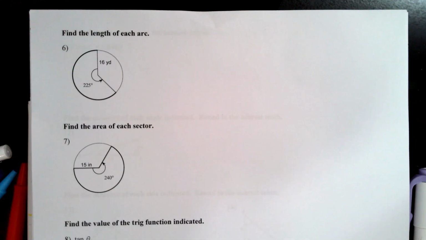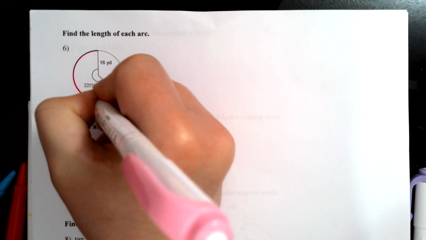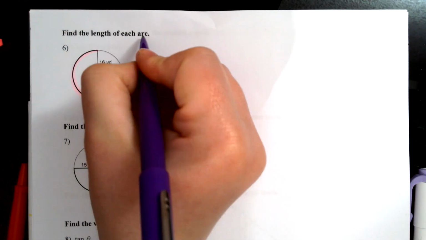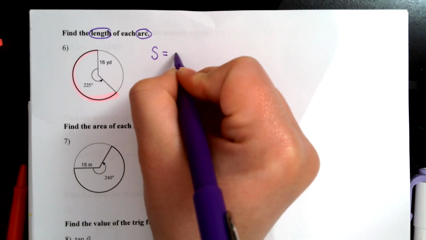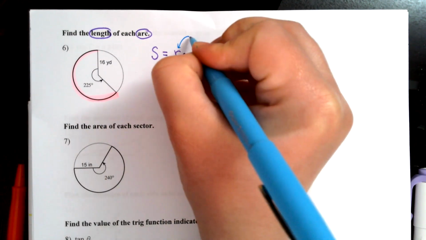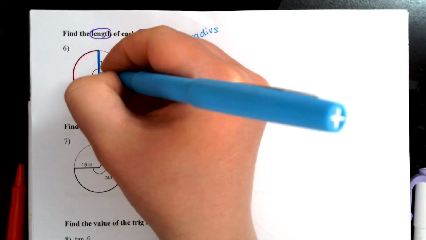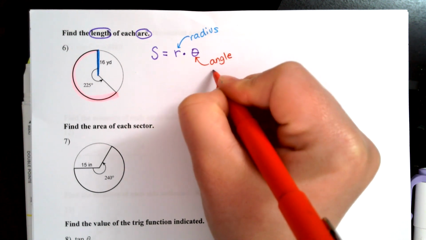Number 6, in question number 6, they are asking us for the length of each arc. So what the actual question is asking is the distance here, this size right here, on the outside. We do have a formula that we need to have memorized for arc length, and that is S is equal to R times theta. R is your radius, and that radius is going to be this right here. And your theta is your angle, but this angle must be in radians.